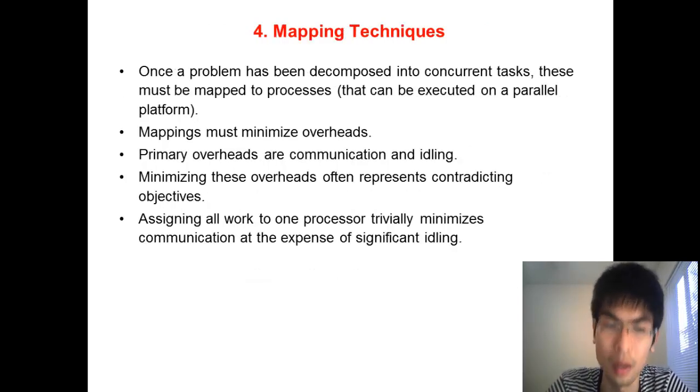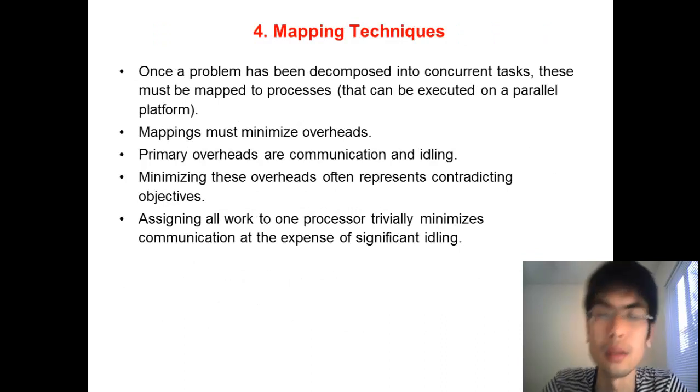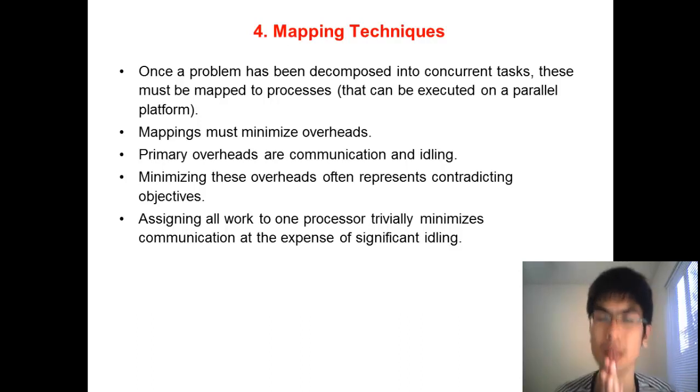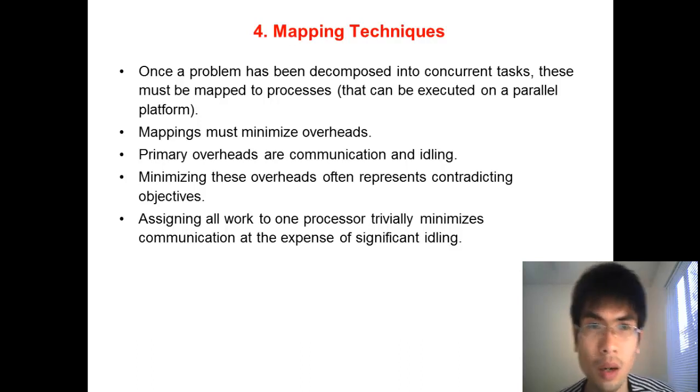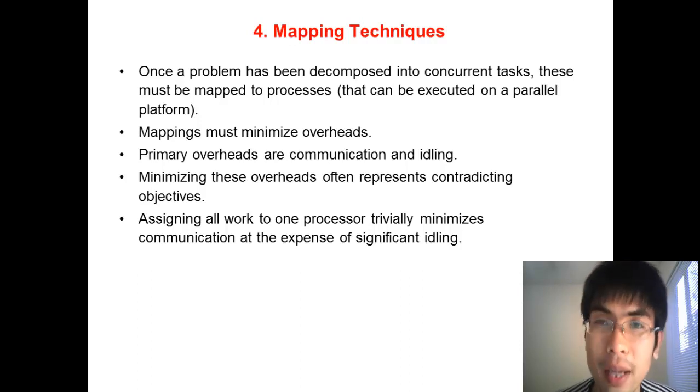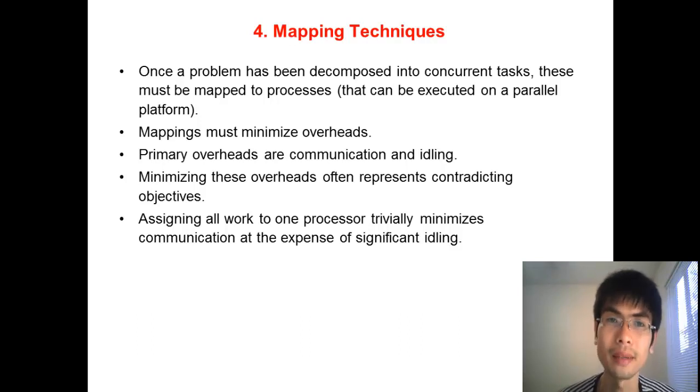And the mapping techniques. This part is mainly about how to assign a task to a specific node or specific computer. Once the program has been decomposed into concurrent tasks or subtasks, these tasks must be mapped to processes that can be executed on a parallel platform. Mappings must minimize overheads, and the primary overheads are communication and idling.